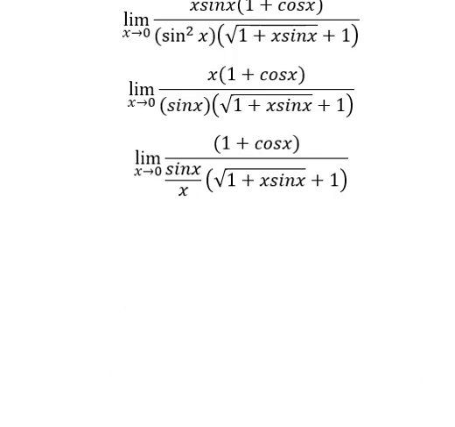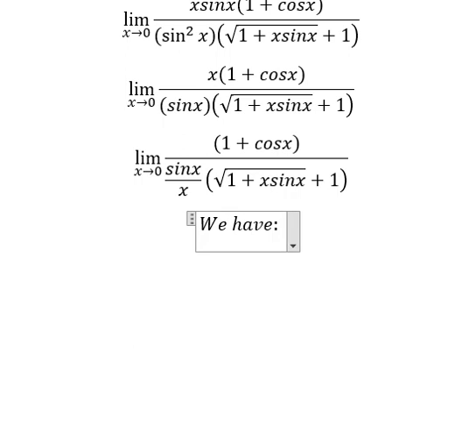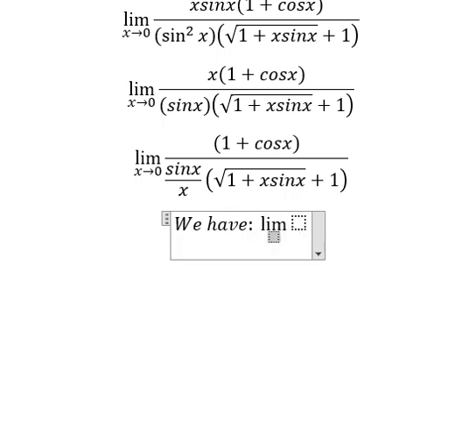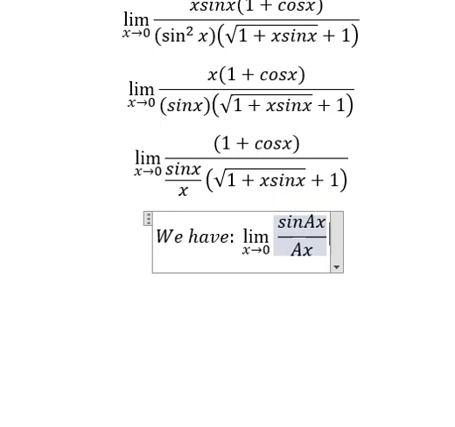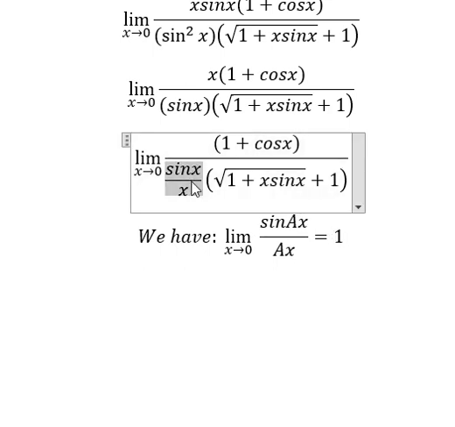Now we have the formula in here. When s approaches to number 0, sine of as over as equals to number 1. So that means this one equals to number 1 when s approaches to number 0. Now we can put number 0 in here and here. So we have the final answer.